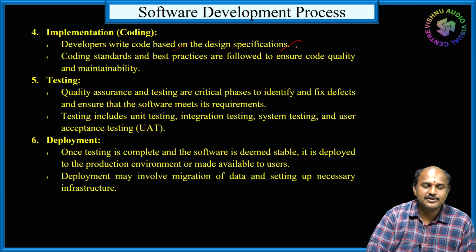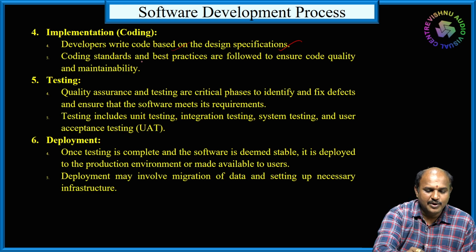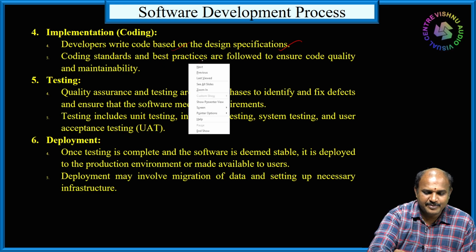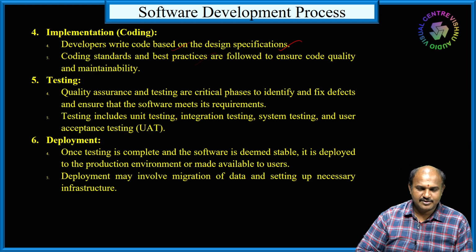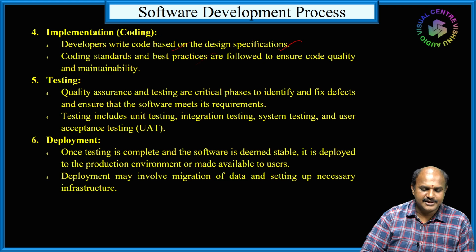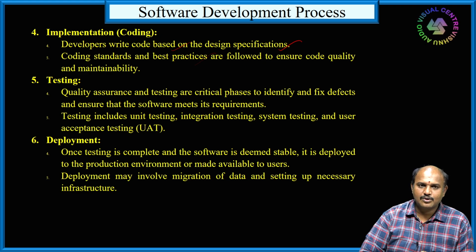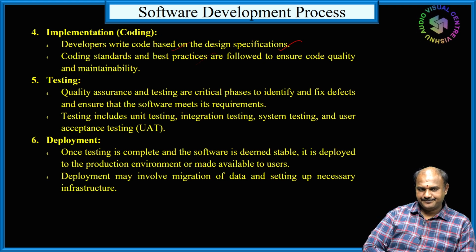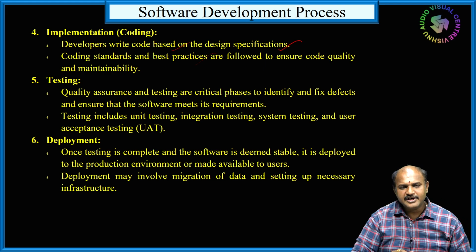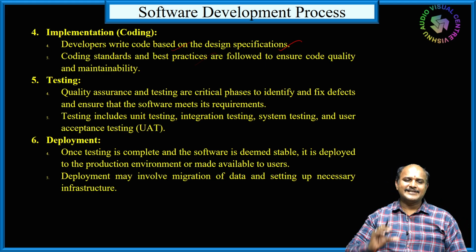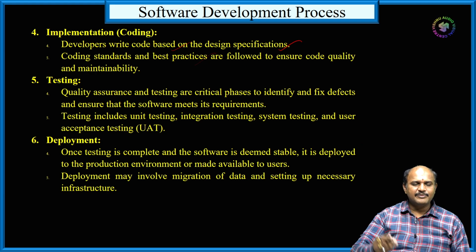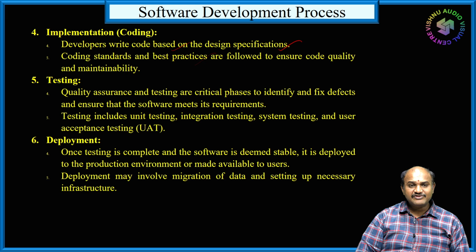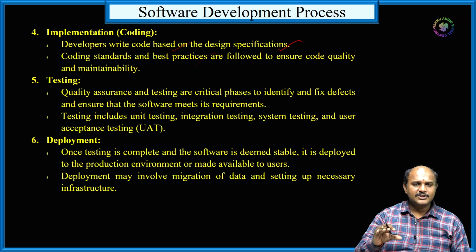So the developer writes based on the design specifications. The design specification should be right, and the coding standards and best practices followed to ensure code quality and maintenance. Code quality and maintenance means what? It means the code will be simple, executing will be faster, and it must be understandable to whoever is developing the project.